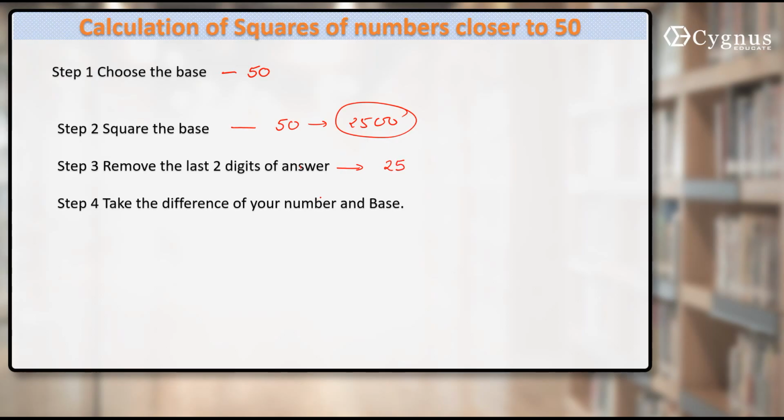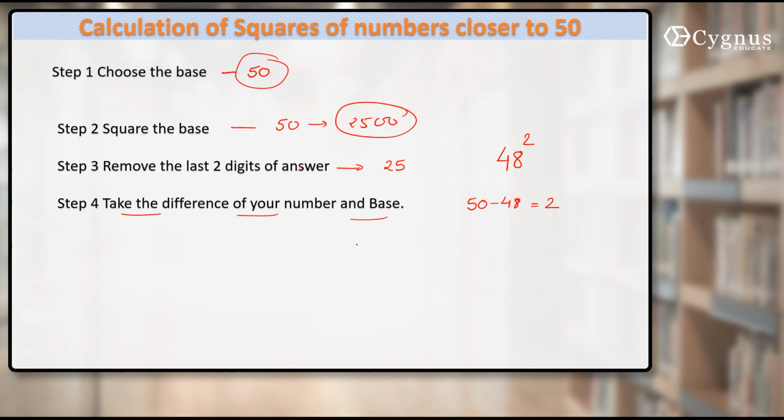And the fourth step will depend on your number. Let's take a number here. Let's say I want to calculate the square of 48. Now, what's given here? Take the difference of your number and base. What was your base? 50. What's the number? 48. So the difference of 50 and 48 comes out to be 2. Fine. Now you'll get your answer in seconds.